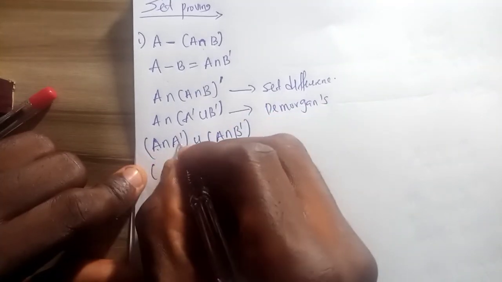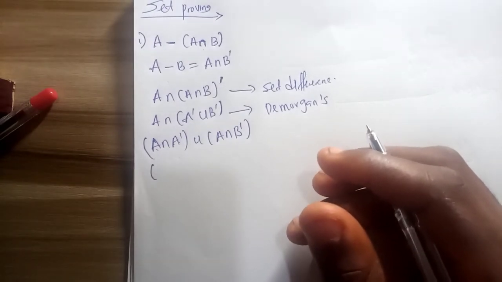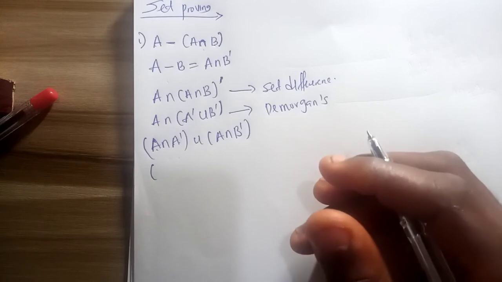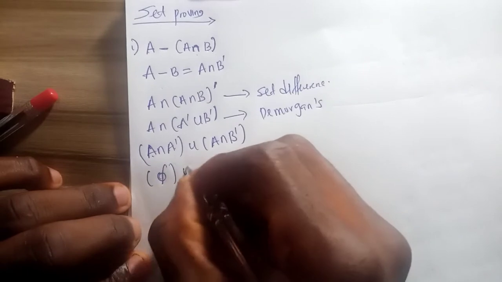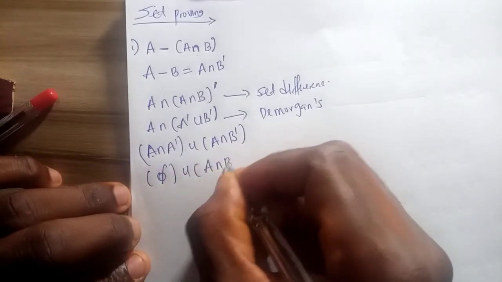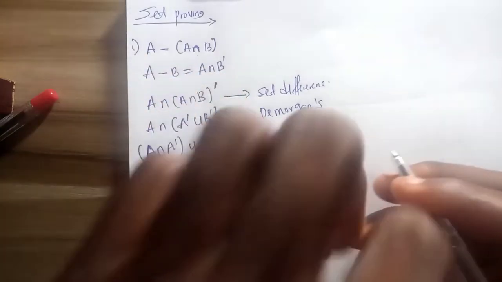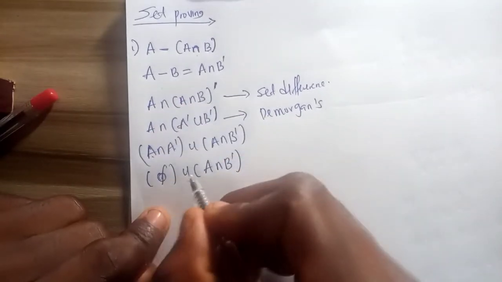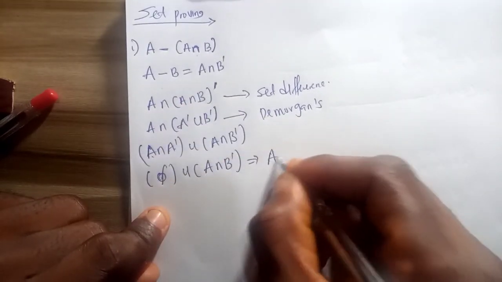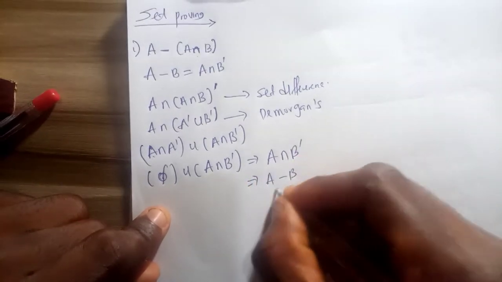Then what is A intersect A prime? That is the empty set. When you find the prime of a particular set and you intersect it with the set, that will be empty. Okay, this one is empty set union A intersect B prime. Now, empty union anything will give you that thing, but empty intersect anything will be empty. So empty union this will give you A intersect B prime. Now we can write this as A difference B. That is the answer to the first one.